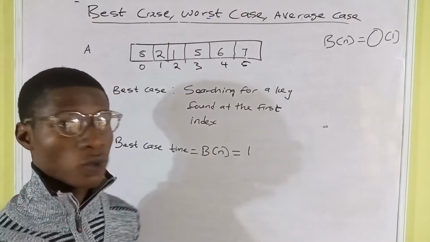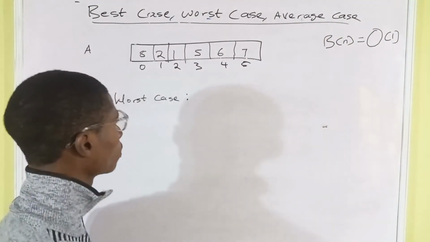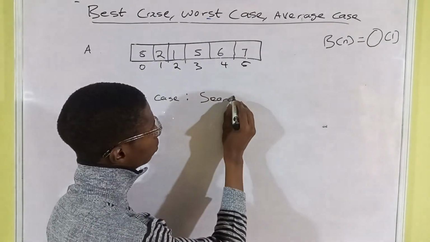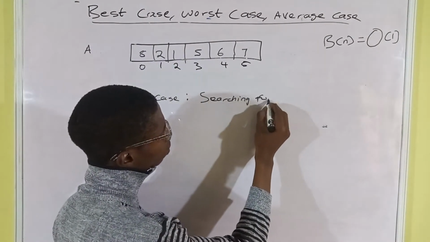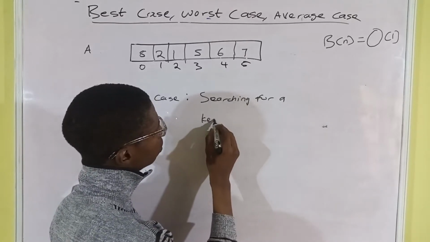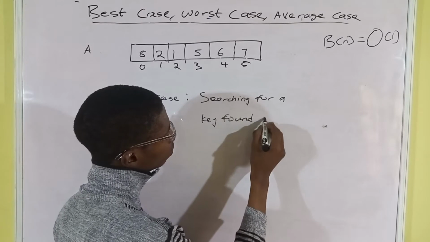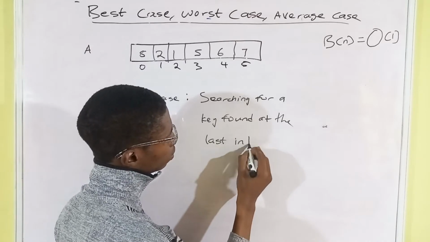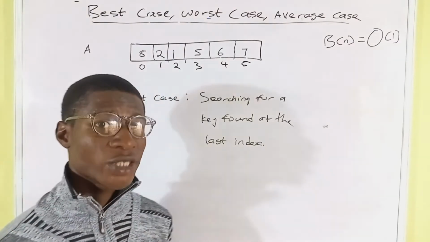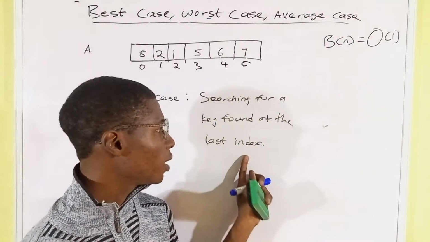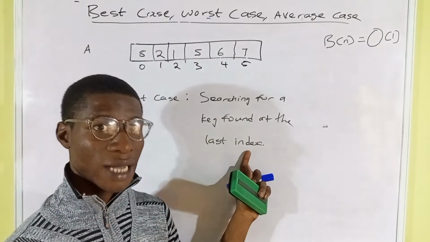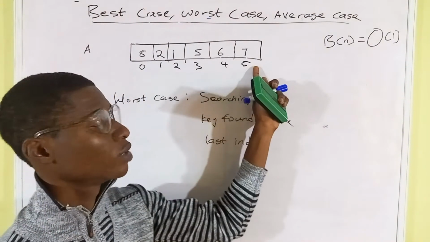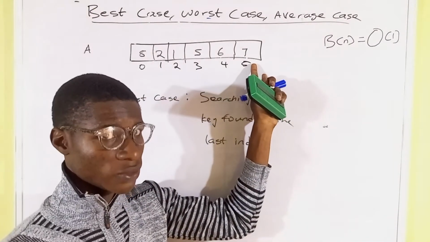I believe this is simple. So let's look at the worst case. So what is the worst case? The worst case is searching for a key found at the last index. So whenever you're searching for a key that is found at the last index, that is the worst case scenario. For example, when you're searching for 7 in this case, that will be the worst case scenario.